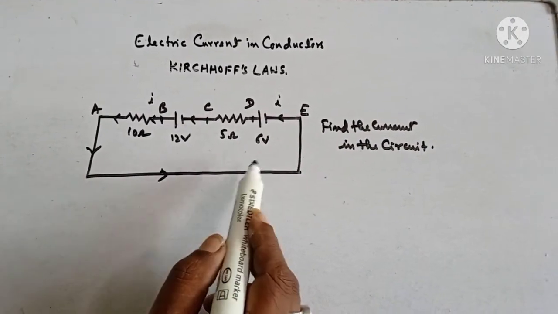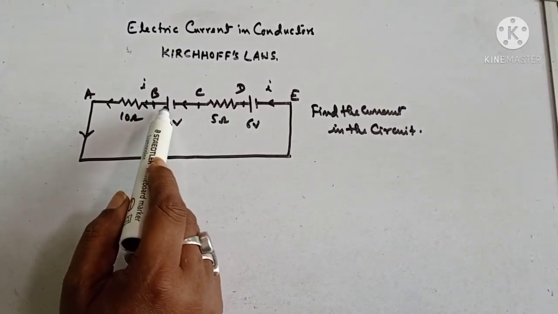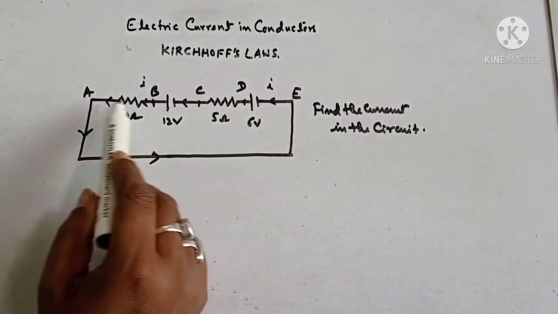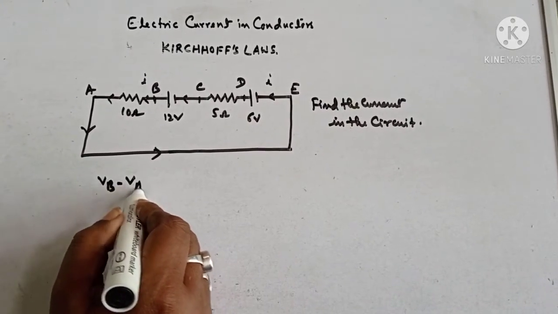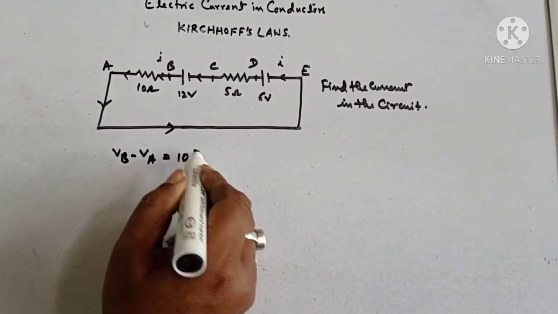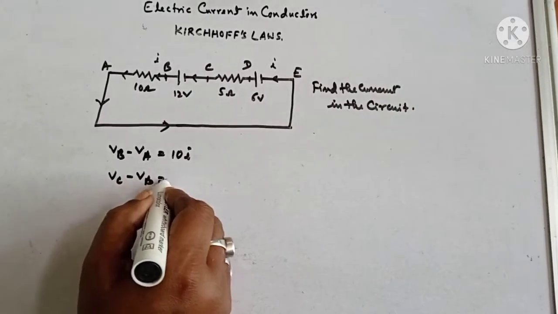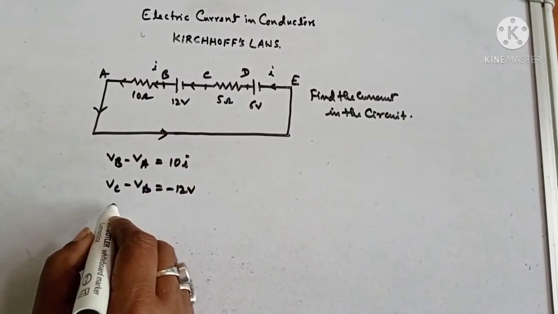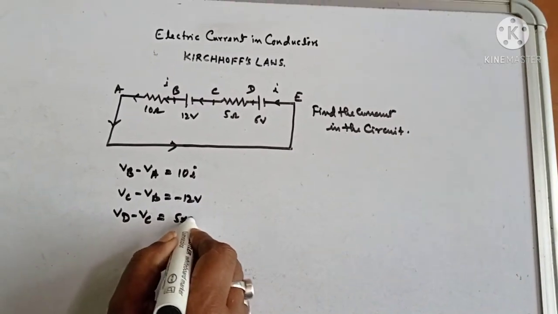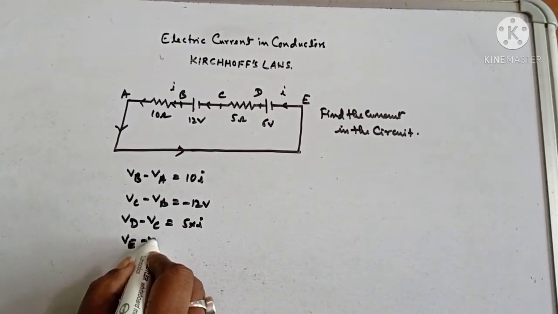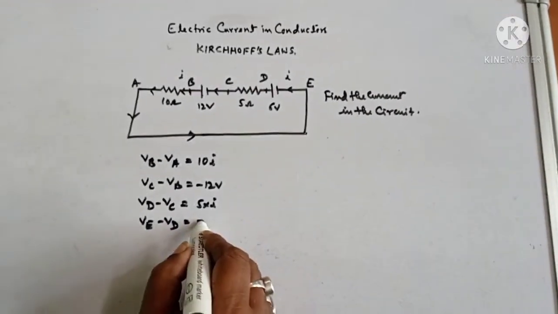Now see, in this circuit you have to find the current. So this is the circuit you have seen, and the flow of the current I have taken like this. Now VB minus VA is equal to 10 into I, and VC minus VB is equal to minus 12 volt because lower to higher. VD minus VC is 5 into I, and VE minus VD, from lower to higher, is minus 6 volt.